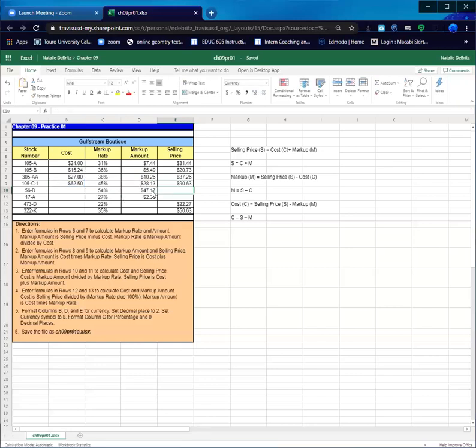Now here I have the markup amount and I have the markup rate, so I need to find the cost. So the cost is actually equal to one plus, whoops, parentheses around it, 1 plus the markup rate. I'm sorry, it's the markup amount divided by the markup rate.